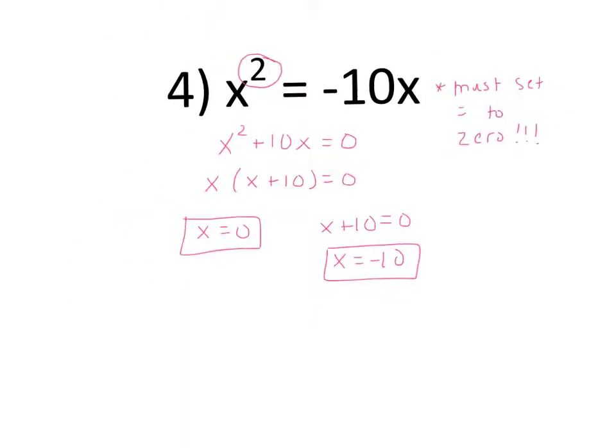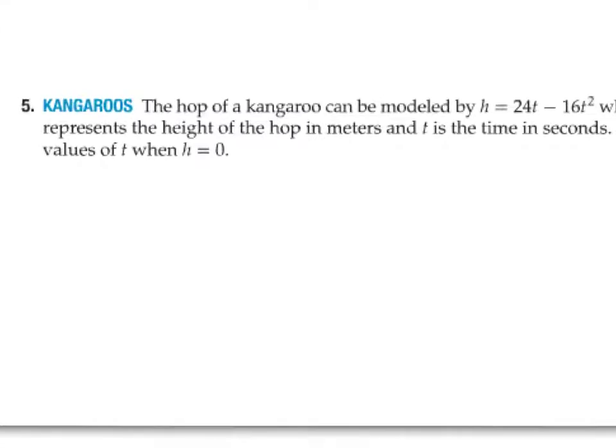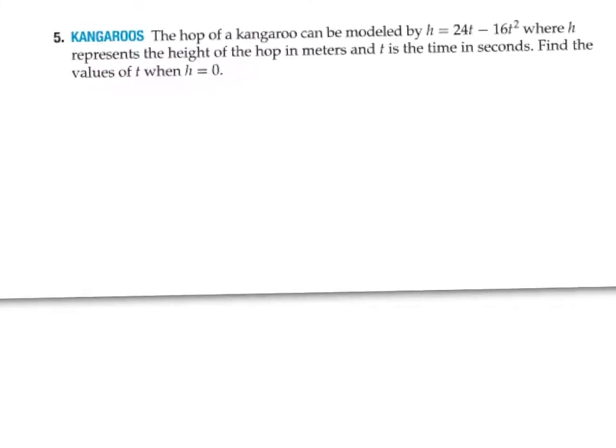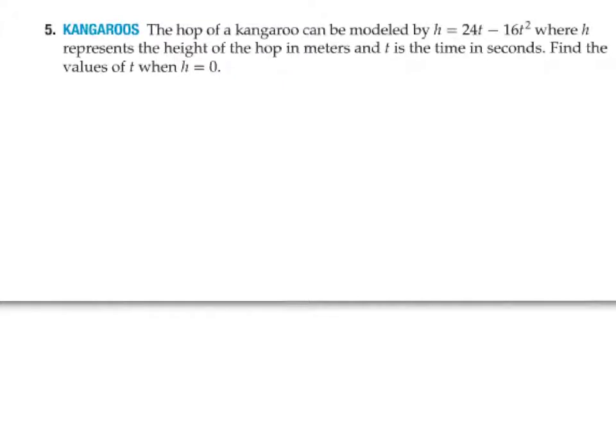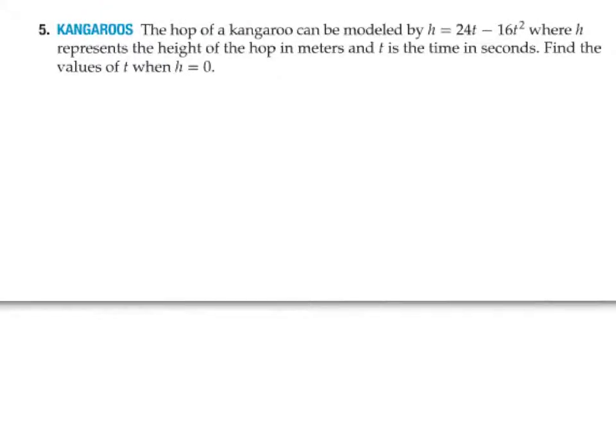All right, and the last one, I told you we were going to start looking at word problems a little bit so that you have a better idea of how this fits into the real world. Okay? So the hop of a kangaroo can be modeled by h equals -24t minus 16t squared, where h represents the height of the hop in meters, and t is time in seconds. Find the value of t when the height is 0. Okay, so they're telling you your height is 0. Height is 0, so I'm going to plug it in for the h right there. Okay, again, zero product property. So 0 equals 24t minus 16t squared.